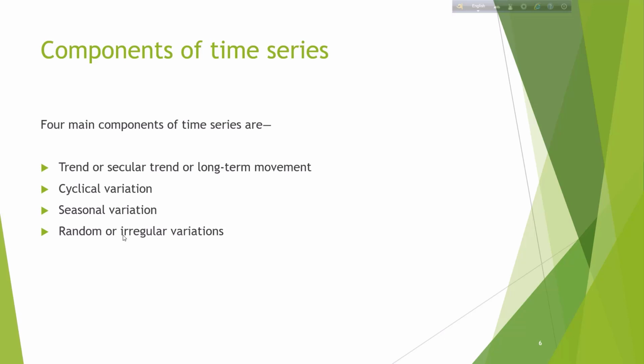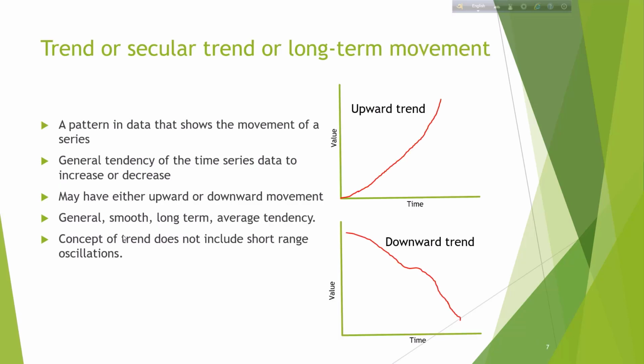There are four types of components in time series analysis. They are trend or secular trend or long-term movement, cyclical variation, seasonal variation, and random or irregular variation. What is trend or secular trend? It is the general tendency of the time series data to increase or decrease during a long period of time. In this picture, you can see that the red line is called the trend. The above picture shows an upward trend, while the below picture shows a downward trend.